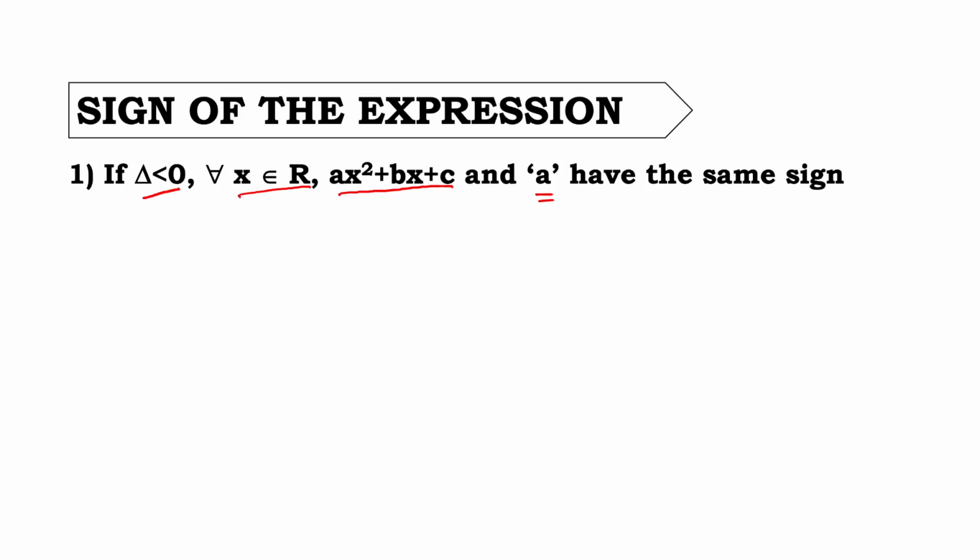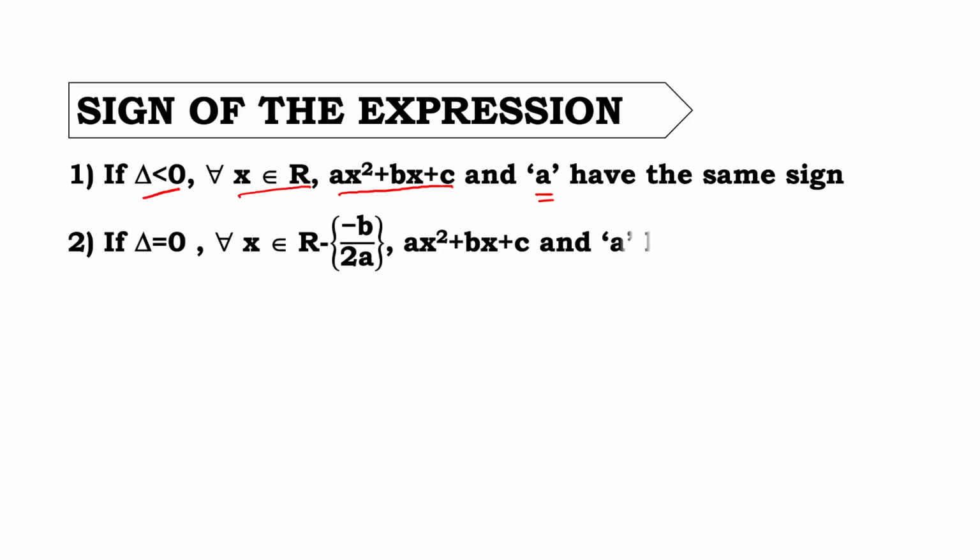But if delta is equal to 0, for x belongs to R minus {-b/2a}, because at the value of minus b by 2a, the expression y equals ax square plus bx plus c will be 0, right? So other than this value, again, the sign of a and the expression y equals ax square plus bx plus c will be the same.